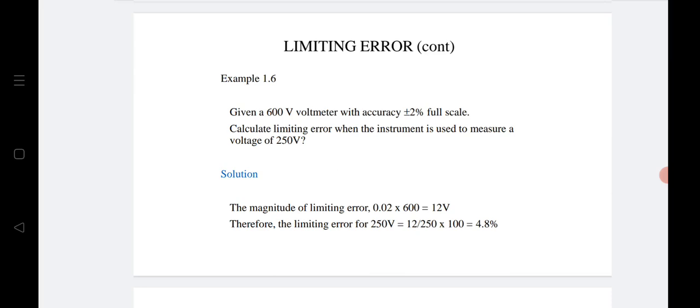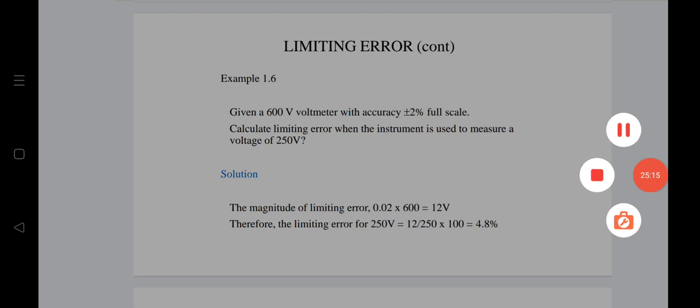Therefore, the limiting error for 250 volts is what? I have measured 250 volts. So for this one, what is my limiting error? Limiting error is the magnitude of the limiting error divided by the measured value. How much have I measured? 250 volts, into 100. So that is 12 by 250 into 100. You have got it as 4.8%. So this is your limiting error. That much limiting error is there in the particular value for which you have taken the reading. So this is how you are going to calculate it.